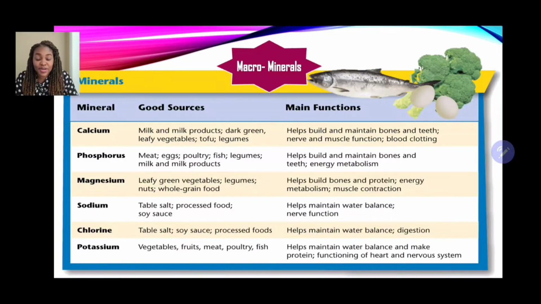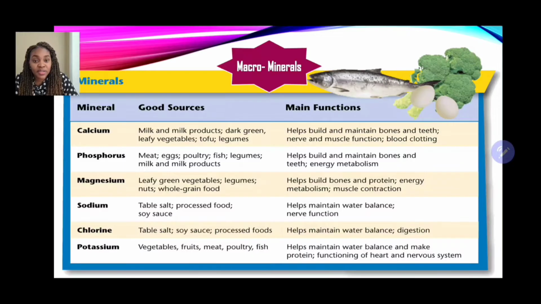Now, our next macro mineral is magnesium, right? And good sources include leafy green vegetables, legumes and nuts, and also whole grain foods. Now, let us look at the function. Now, magnesium helps to build bones and protein. It aids in energy metabolism, and also it helps in muscle contraction.